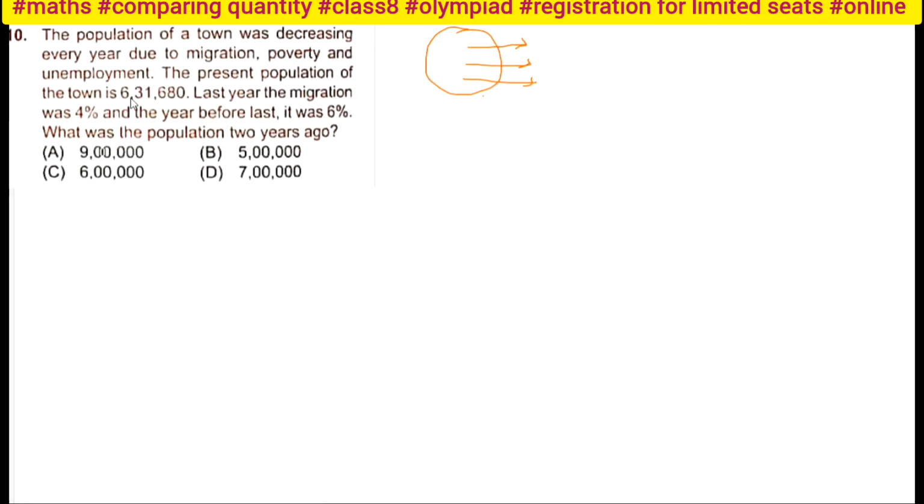The present population of the town is this much. Last year migration was 4%, and the year before last was 6%. What is the population 2 years ago? See, this is my present year. Suppose I am in 2025. They are saying the population is 6,31,680, right? Now before this, in 2024, the population was decreased by 4%. Decreased, that's why I'm writing minus.